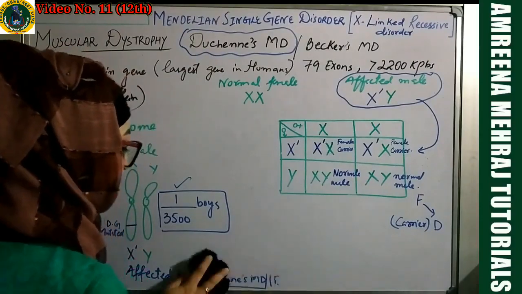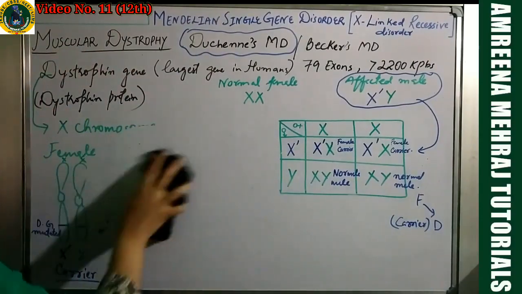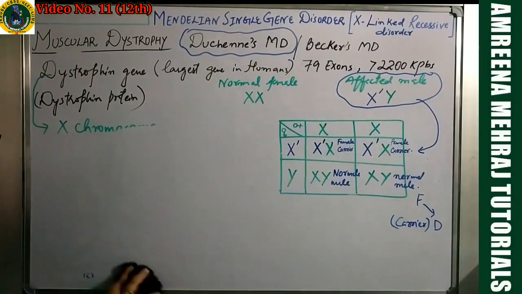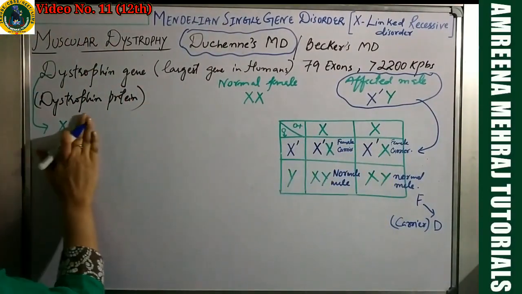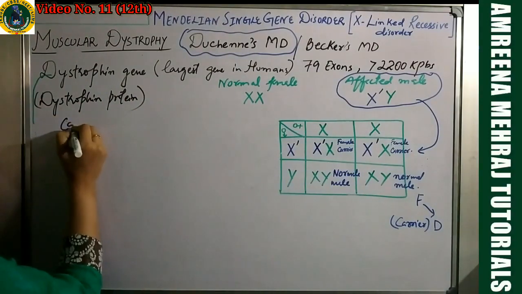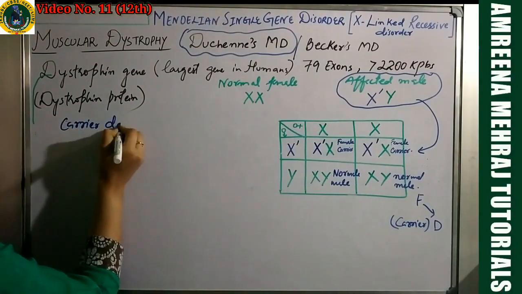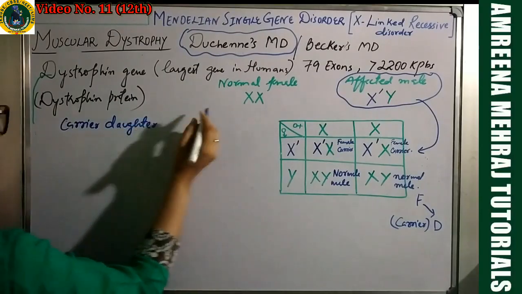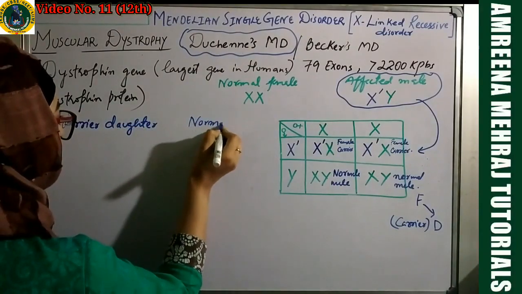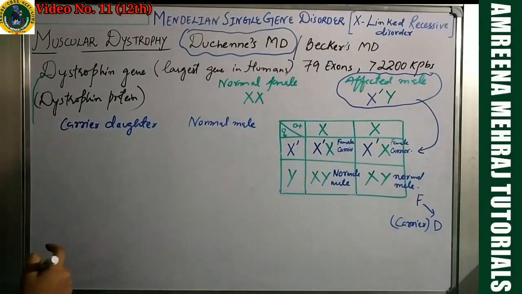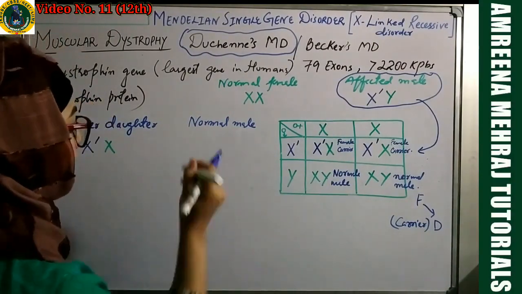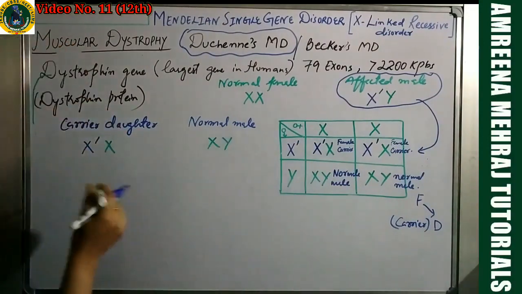Now, let us say, for example, marry this. Let us marry, say for example, the same daughter, this daughter. So we have the carrier daughter marrying a normal male. Try and understand. So we have a carrier daughter. How would we represent the carrier daughter? X dash with X. She is a carrier daughter. And the normal male we will represent by XY. This is a normal male.